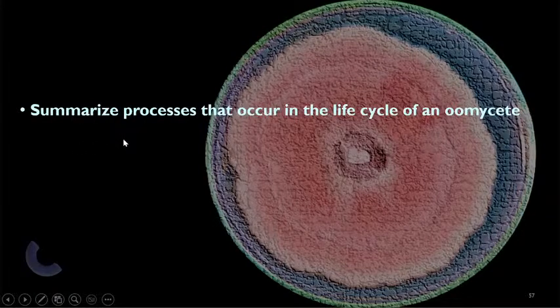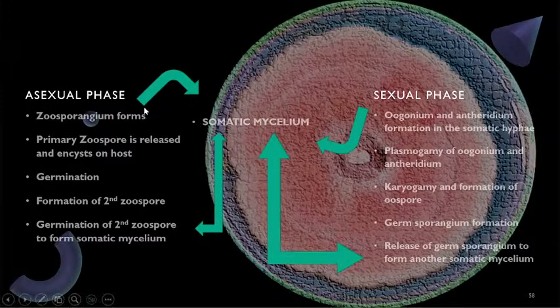Now the process is quite similar for both, but let me just give you a brief description of this one. It's not actually brief, it's actually a long one. So it starts with an asexual phase. A zoosporangium forms, and then the zoospore is released and encysts on the host. Everything else is basically a straightforward process of forming a somatic mycelium. So the asexual phase is basically the one that produces the somatic mycelium.